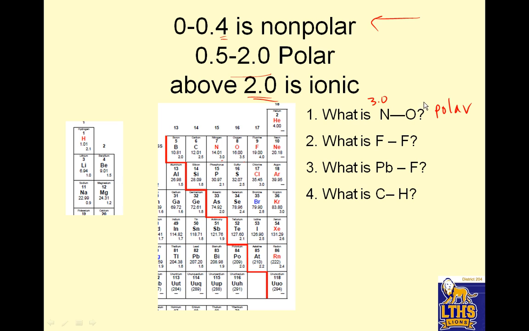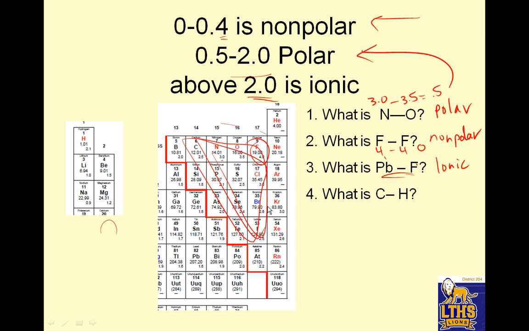3.5, what's the diff? 0.5, 0.5 is polar. Okay, F and F, well, 4 minus 4 is 0, so that's nonpolar. Okay, Pb and F, oh wait, Pb's not even on here, F's here, so 4 minus Pb, so we're going to go with ionic. I know the difference might be bigger than that, but this is a metal and a nonmetal. 2 nonmetals, look, on this side of the periodic table we have the nonmetals. They're most often going to be in covalent bonds, which are the sharing. Okay, C and H is C 2.5 and 2.1, 0.4. What's the diff? 0.4 difference, and that's nonpolar.